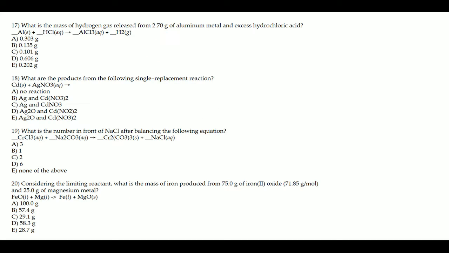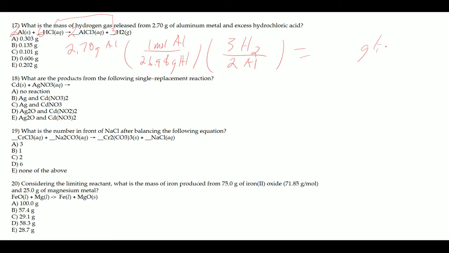Stoichiometry problem in number 17. Okay, having to balance this should be 2, 6, 2, 3. And then starting with the given information of aluminum. I know I'm going to have these 3 unit factors again. I'm trying to calculate the mass of hydrogen gas, so I'm going to grams of hydrogen gas. Oh, I left out a unit factor here.